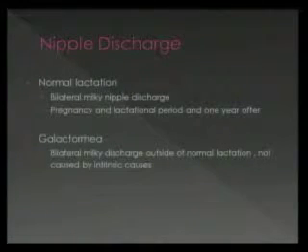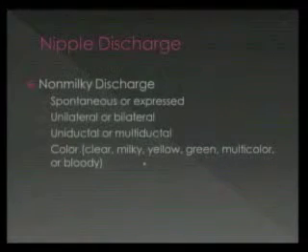So we put nipple discharge into 3 categories. You have normal lactation, galactorrhea, which is milky discharge outside of the normal lactation, and non-milky discharge. So normal lactation is bilateral milky nipple discharge which is present during pregnancy and lactation and can be present up to 1 year after. Galactorrhea is bilateral milky discharge outside of the normal lactation, not caused by intrinsic causes.